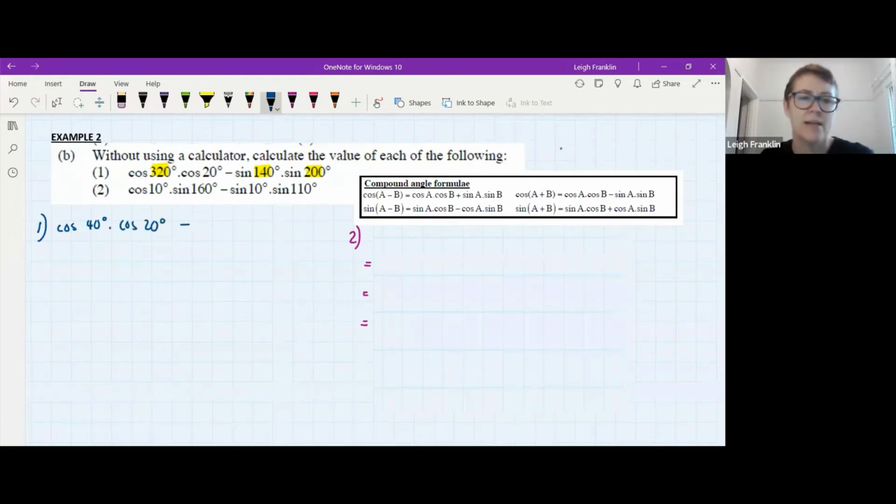Now here, minus sine 140. That's in quadrant 2, where sine is positive. So this is going to reduce to positive sine 40, times sine 200. Now 200 is in quadrant 3, where sine is negative. So this reduces to, careful now, negative sine 20.